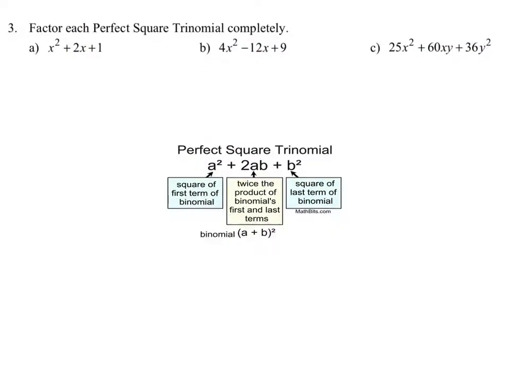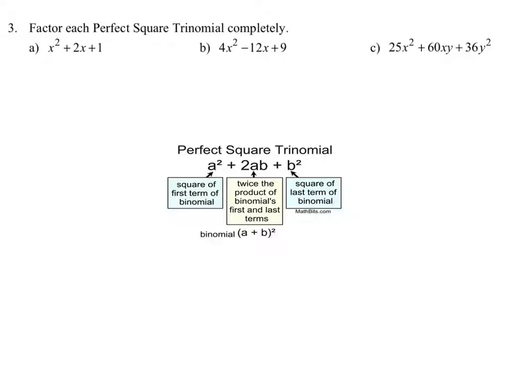For these examples, we want to factor each perfect square trinomial completely. Now, these types of trinomials are special because they form a perfect square trinomial, where the first term is a perfect square, the last term is a perfect square, and the middle term is twice the product of the first and the last term. So in those cases, we can find the factor if we recognize this pattern.